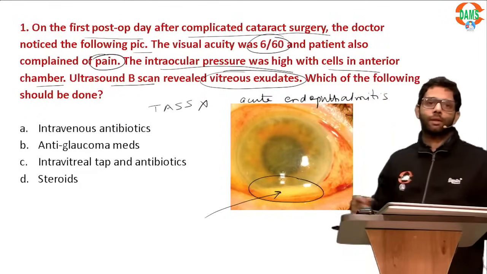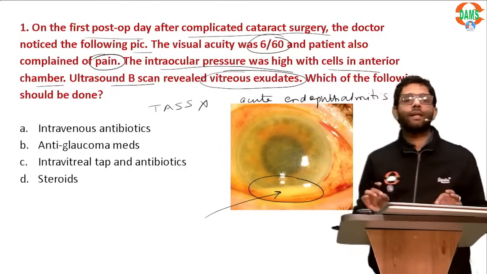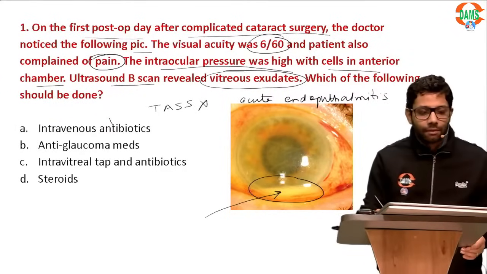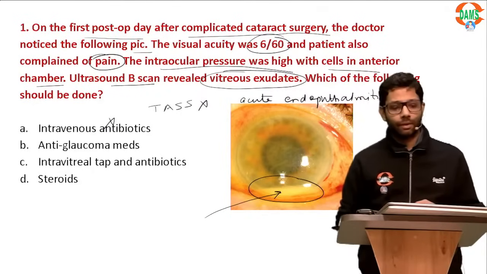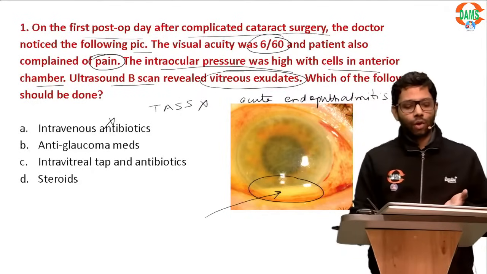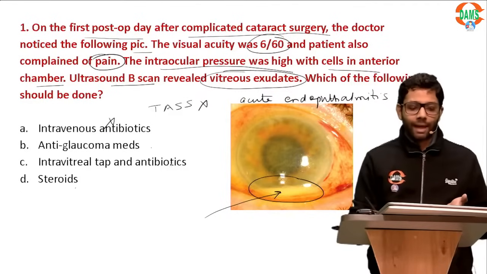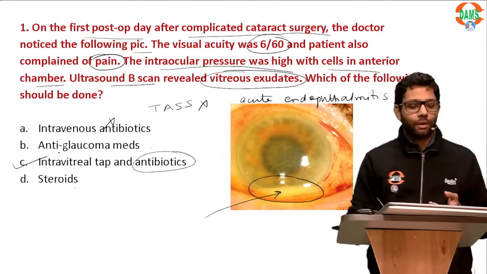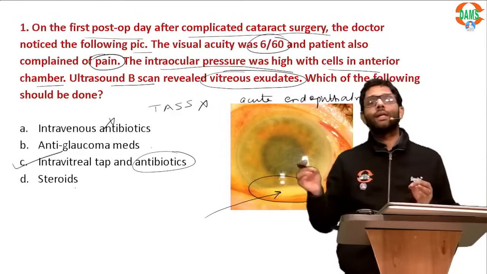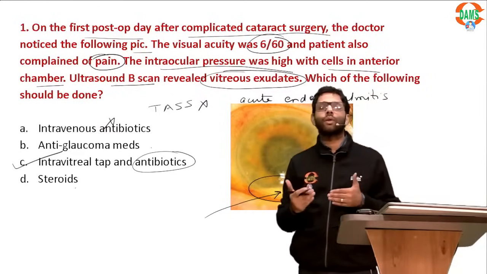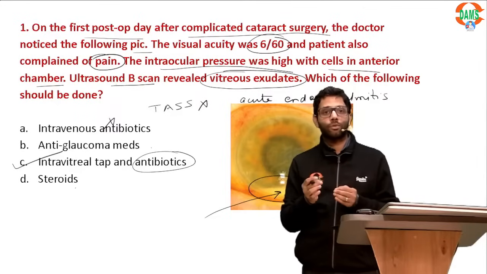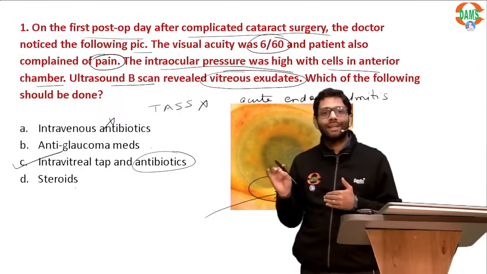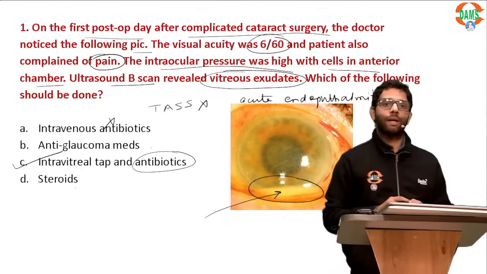But what is the management? You have to give antibiotics. Intravenous antibiotic has no role. Systemic antibiotic has no role in endophthalmitis. Means you can give anti-glaucoma, you can give steroids, but antibiotic has to be given. But why not topical? Because that is not in the option. So intravitreal. Why? Because topical works only up till the lens. Topical works only in the anterior segment. You should know that. So intravitreal tap and antibiotics is the answer.